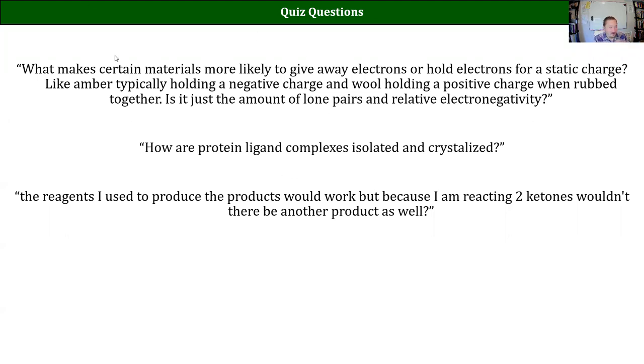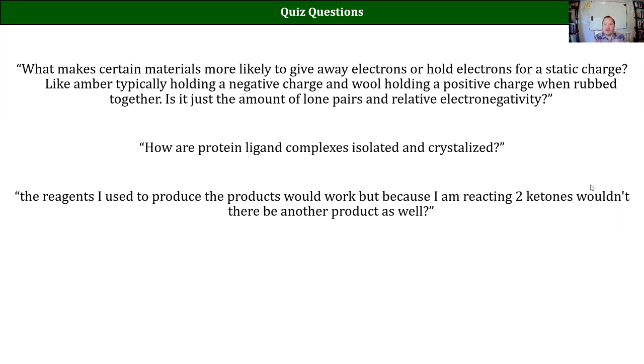And then Adam, I really liked your question about how do we know what materials are likely to give away or hold electrons if you're doing static charge. Static charge is just what happens when you rub two materials together, and different materials will tend to keep different charges. For instance, amber is commonly used as an example of something that's more likely to hold a negative charge. Wool holds a positive charge. Silk and glass hold different charges from each other.